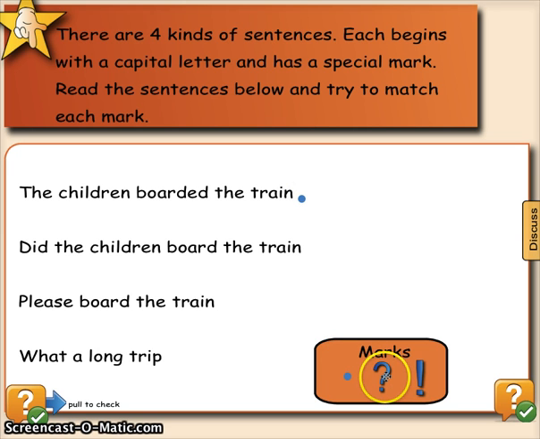The second sentence says, "Did the children board the train?" This is a little different because it's asking me something. It's asking me if children got on the train. Because it is asking, I'm going to end in a question mark.